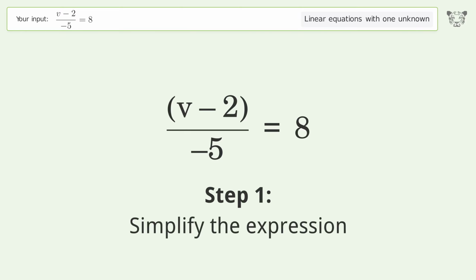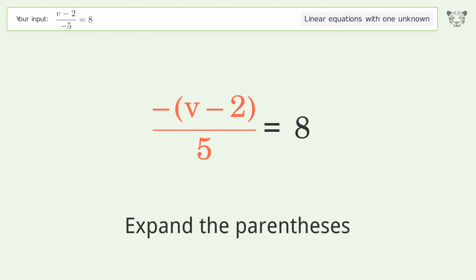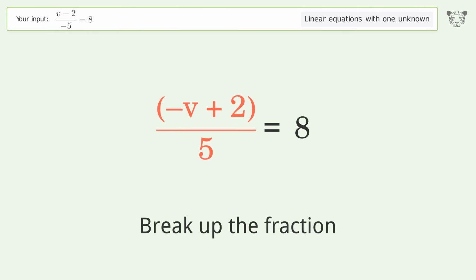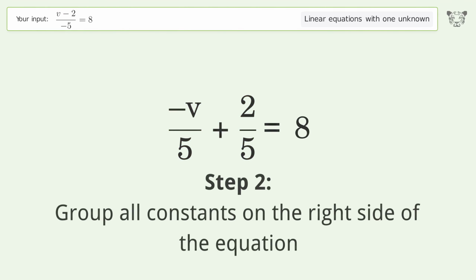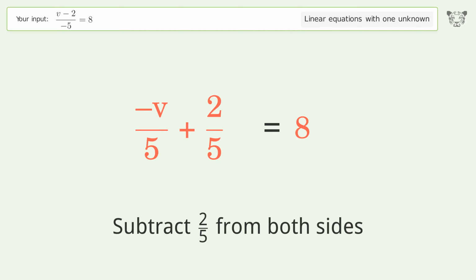Simplify the expression. Move the negative sign from the denominator to the numerator. Expand the parentheses. Break up the fraction. Group all constants on the right side of the equation. Subtract 2/5 from both sides.